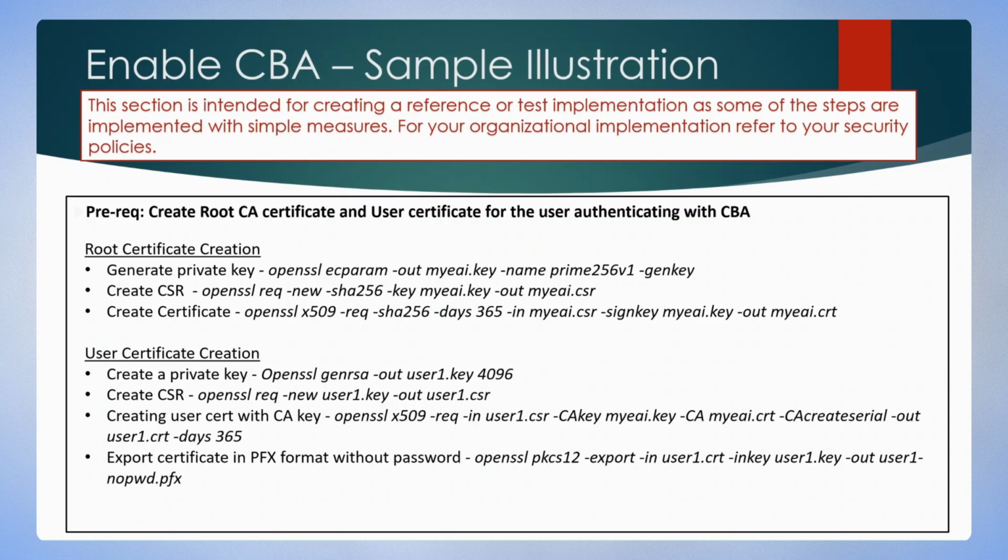One of the prerequisites before we enable CBA on the Microsoft Entra tenant is to create a root cert. Since I'm starting with a fresh tenant, I don't have a root CA certificate. So I went ahead and downloaded OpenSSL and used it to create my root certificate, right? Here is the first step that I have used: generated a private key using this command with a SHA-256 algorithm. And once my key is generated, I named my key myEAI.key.